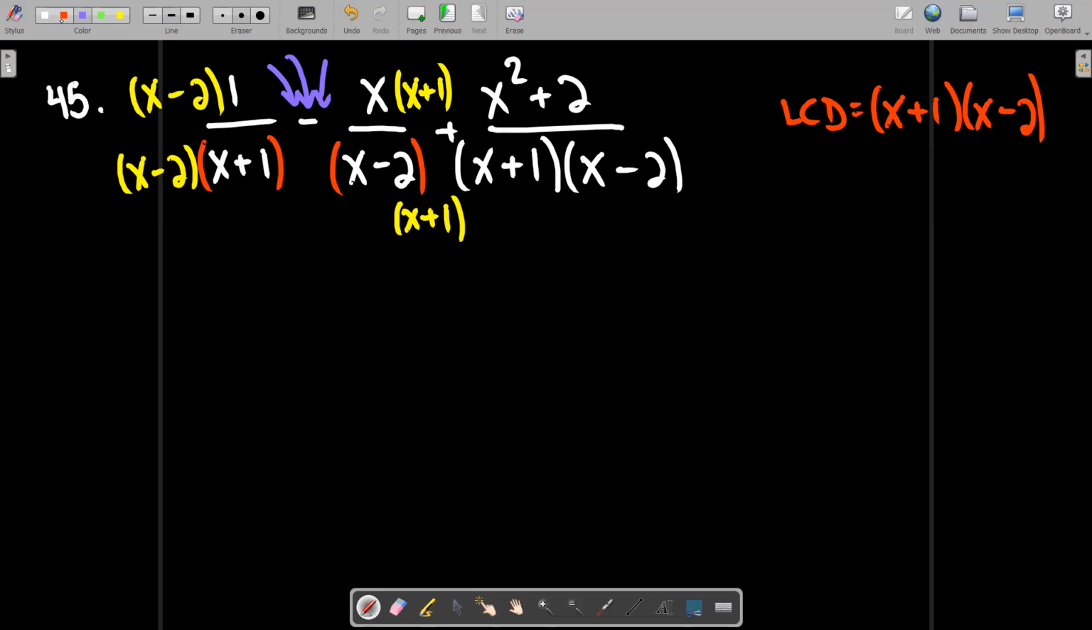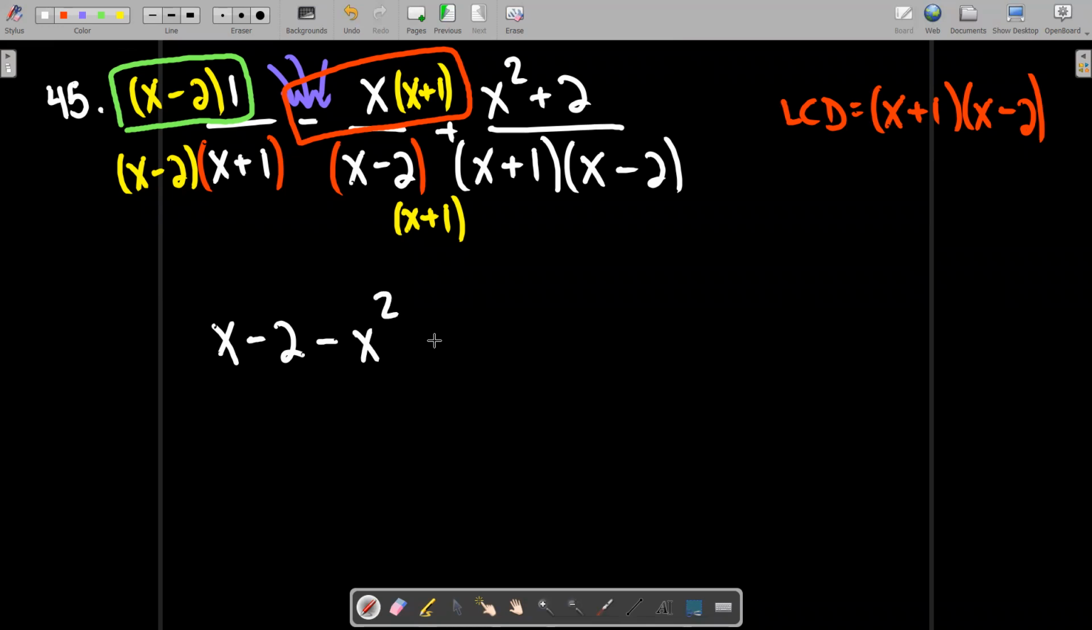Let's multiply across the top and see what we get. So let's begin with this green box. What is the answer to the green box? X minus 2. Now let's do this red box. Notice that in my red box, I've included that pesky negative. What's that going to be? It's going to be minus x squared minus x.